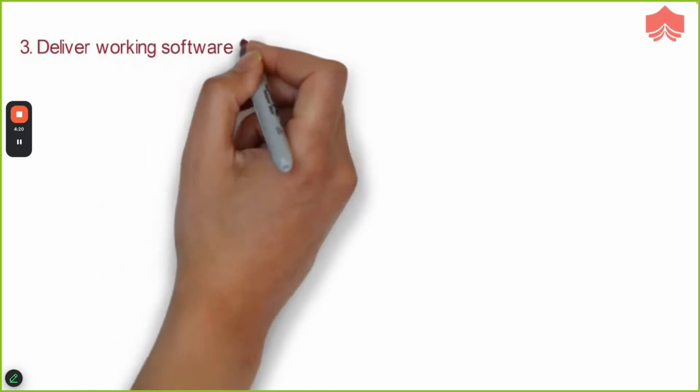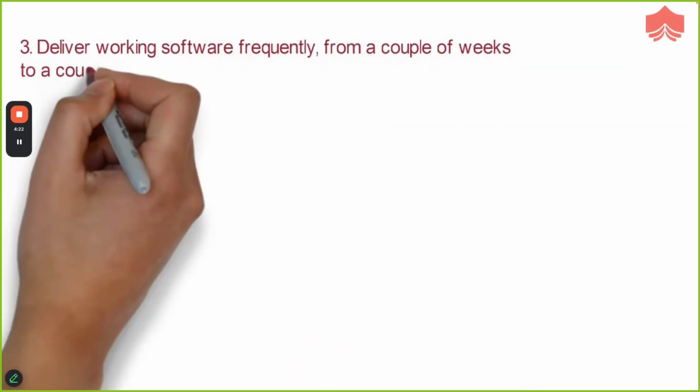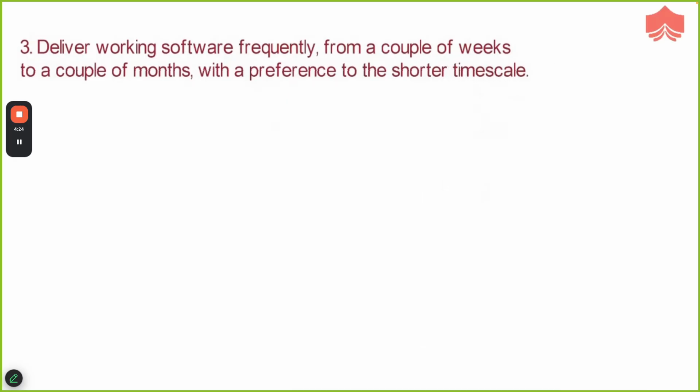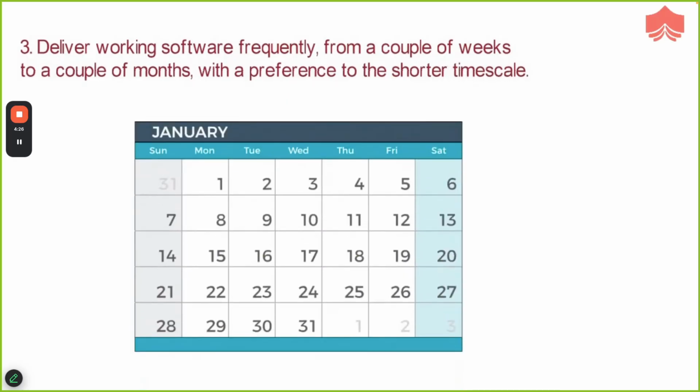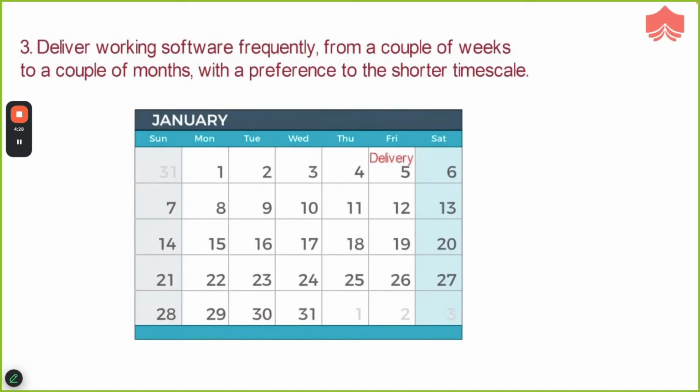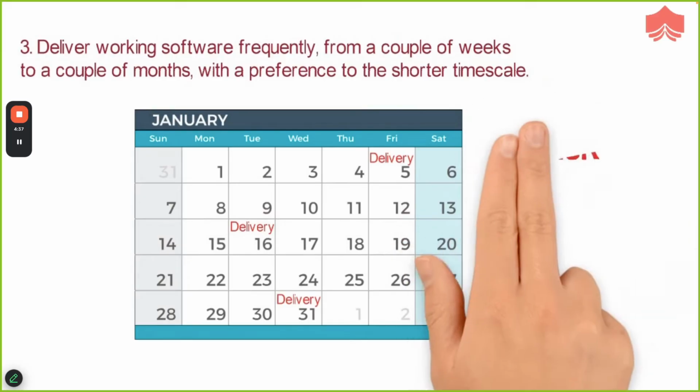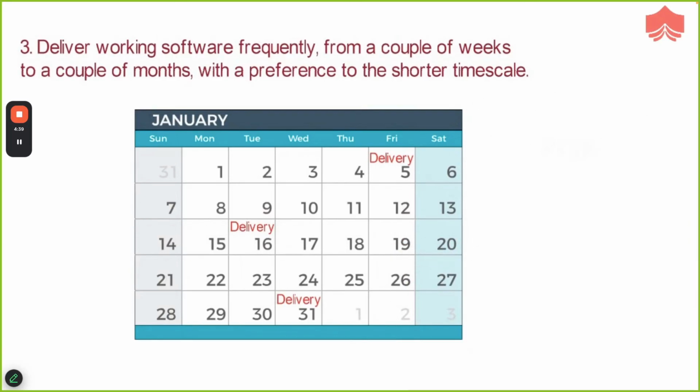Third principle. Deliver working software frequently, from a couple of weeks to a couple of months, with a preference to the shorter timescale. This principle emphasizes the frequent delivery of product, as frequent delivery helps the development process to be more agile. With frequent delivery, you mitigate the risks in your release, you get faster feedback from the customer, and hence you can bring changes in the product before it's too late.